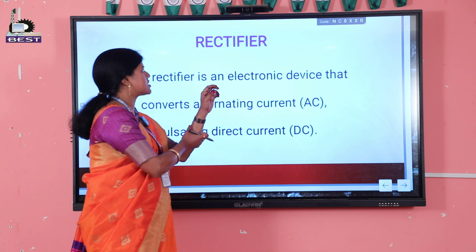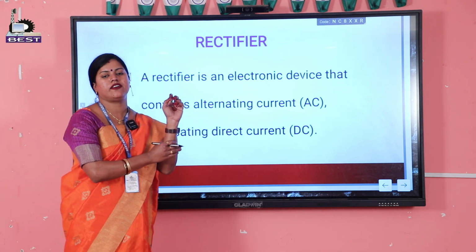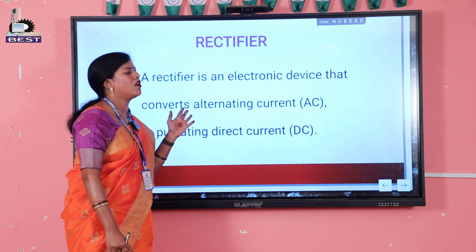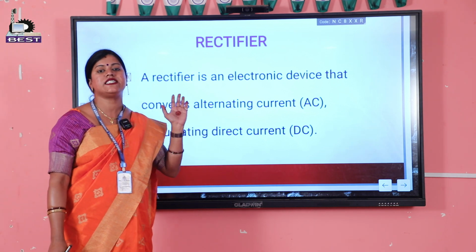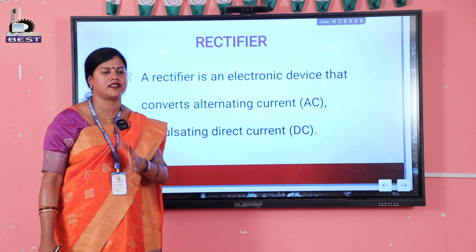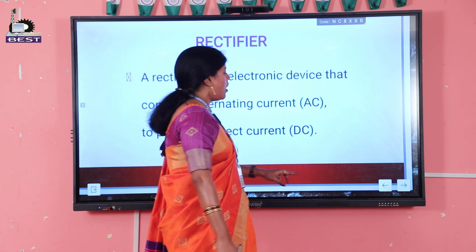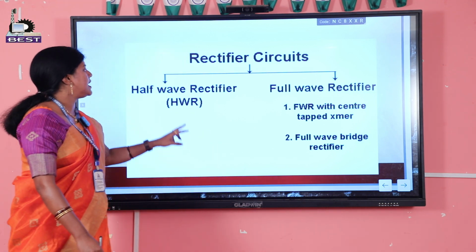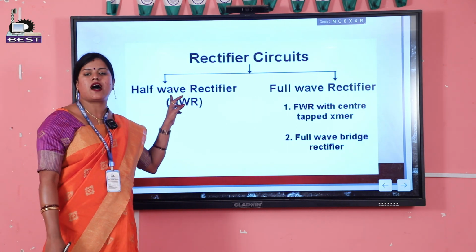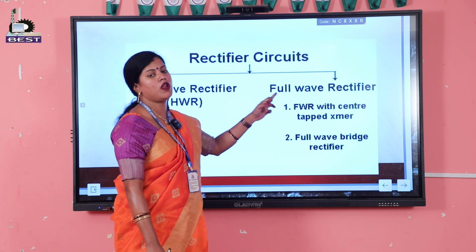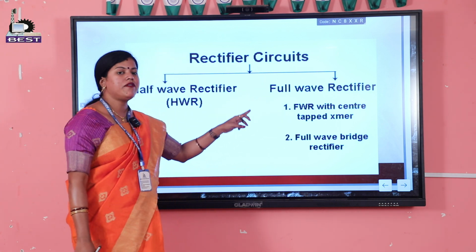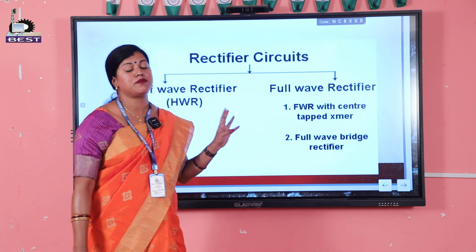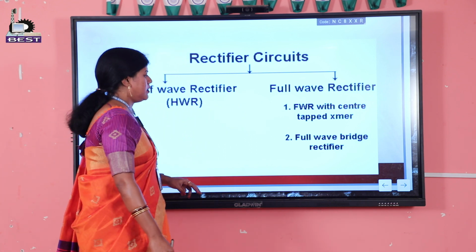Okay, now let us learn about the rectifier. What is a rectifier? What is the function of a rectifier? A rectifier is an electronic device which converts AC signal to pulsating DC signal. Next is the classification of rectifiers. A rectifier is basically classified into two types: one is half wave rectifier, another is full wave rectifier. Again, full wave rectifier is classified into two types: one is center tap full wave rectifier, another is bridge full wave rectifier.